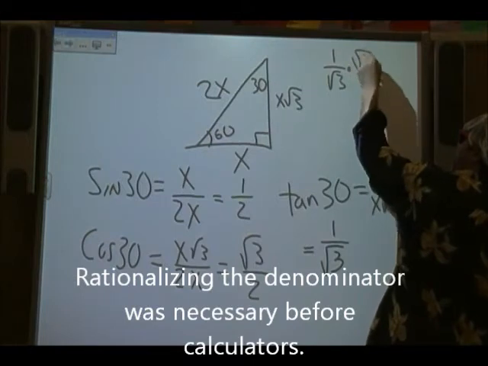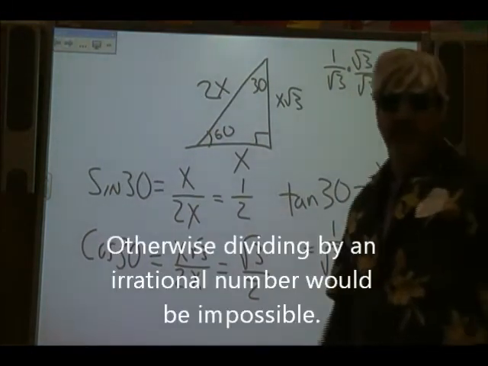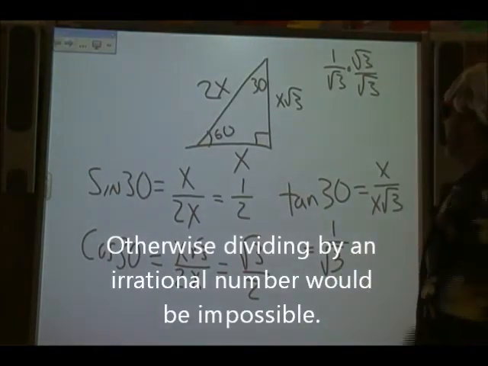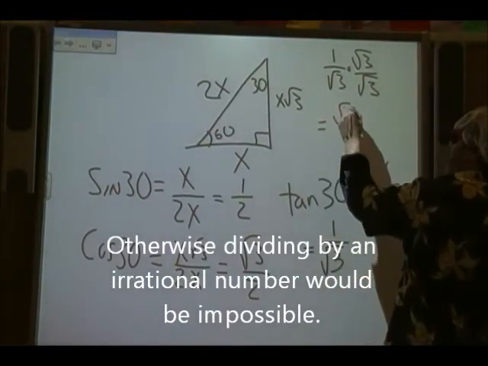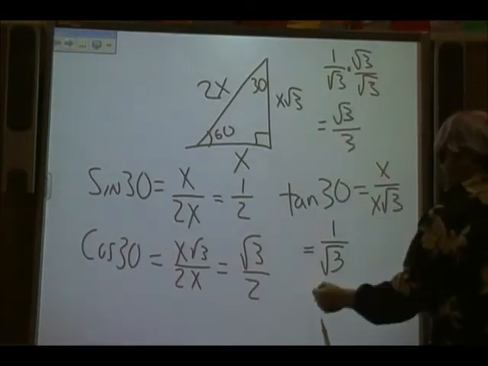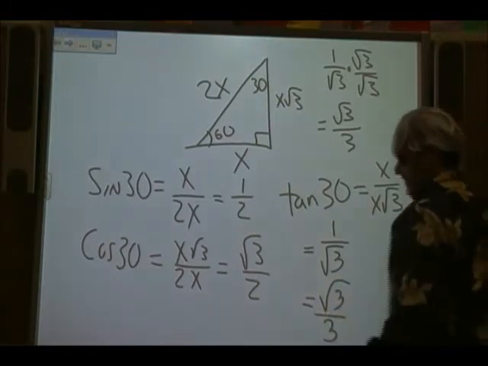They multiply to rationalize the denominator, multiply by the same number in the denominator. The top becomes radical 3, and the bottom is radical 9, which is 3. So this is radical 3 over 3.